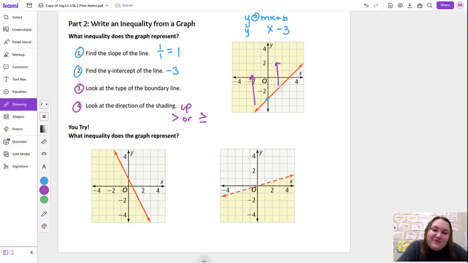Looking at the type of boundary line we're using, it is a solid line, so that helps me know it's going to have the or equal to. And so it must be this one, it's going to be greater than or equal to. So for our inequality, it will say y is greater than or equal to x minus 3. X minus 3 because the slope is 1 and the y-intercept is -3. And then greater than or equal to, greater than because we're shading up, and equal to because we have a solid line and not a dotted line.